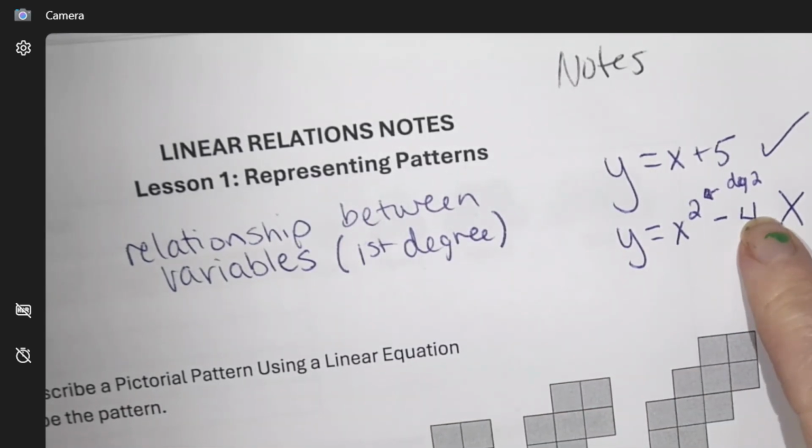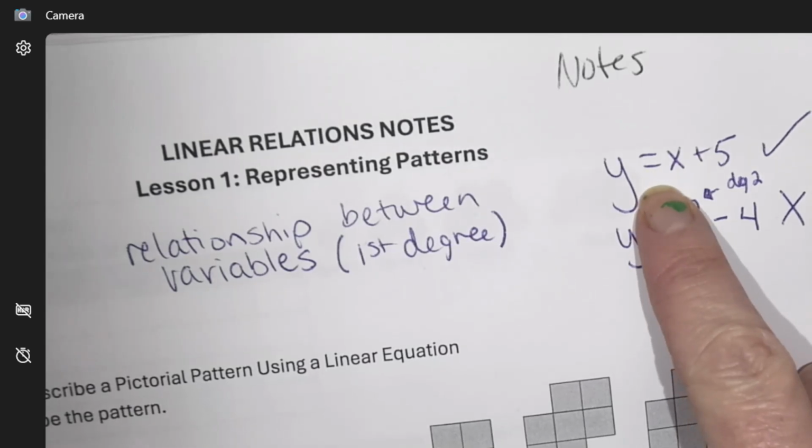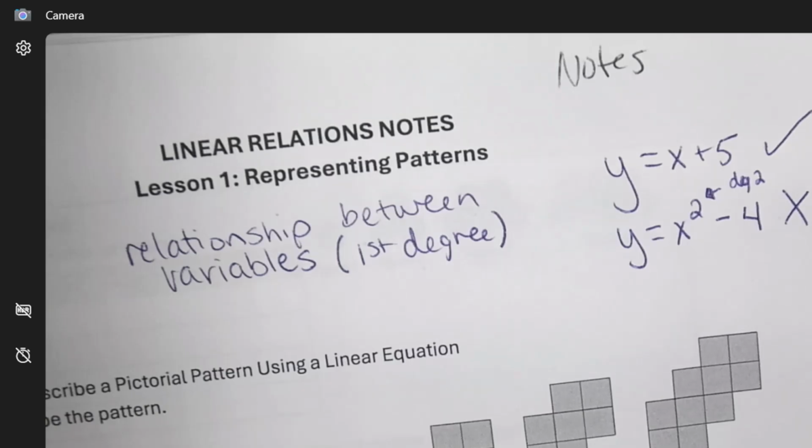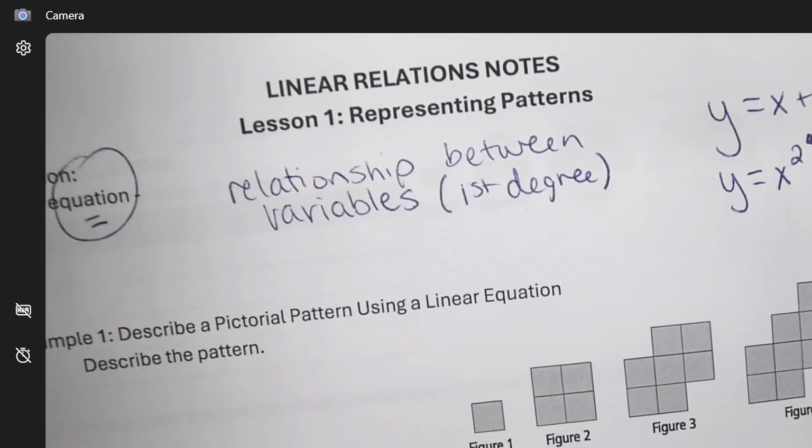Okay? You're going to study that relationship in grade 11. And the name of that one is going to be called a quadratic relationship. And this is linear. Then when you get to 12, you also get to study cubics and quartics and quintics. And you have to graph them. That's all coming in your future. Okay. So a relationship to a first degree.